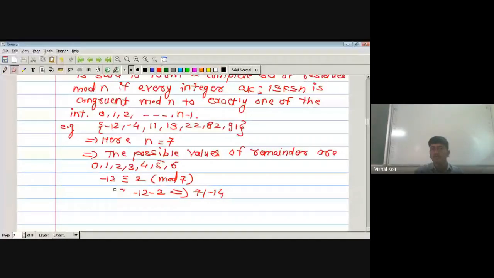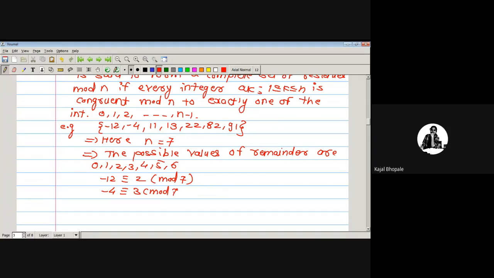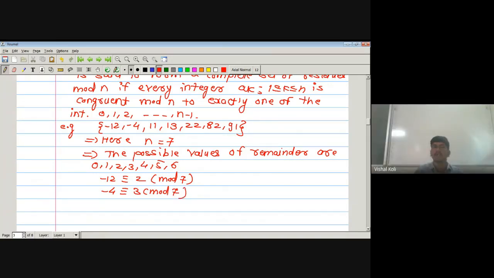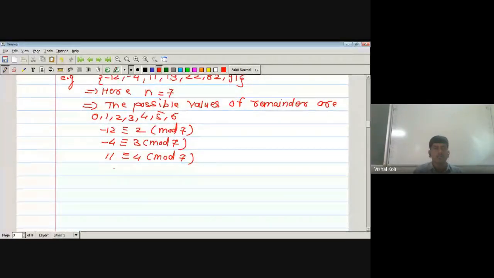Minus 4 is congruent to? Minus 4 minus 0, 7 does not divide minus 4. Minus 4 minus 1, 7 does not divide minus 5. Minus 4 minus 2 is minus 6, 7 does not divide minus 6. Minus 4 is congruent to 3 modulo 7, since 7 divides minus 4 minus 3, which is minus 7. Similarly, 11 is congruent to 4 modulo 7, since 7 divides 11 minus 4, which is 7. Okay, now next one. 13 is congruent to 6 modulo 7.